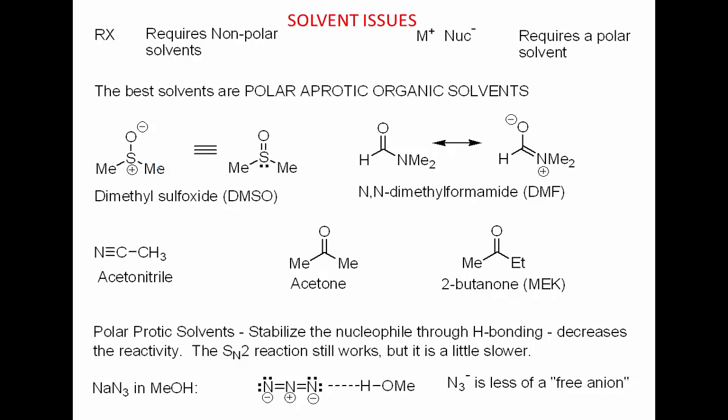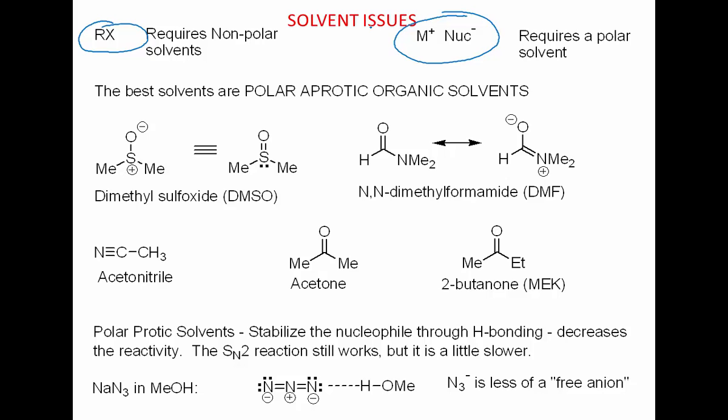Okay? All right, so let's look at solvent issues first. When you're thinking about an SN2 reaction, there's of course a dilemma. Your alkyl halide wants a nonpolar solvent. Your nucleophile, often an ionic compound, does not want a nonpolar solvent. It wants a relatively polar solvent. We have to have a solvent that can dissolve both of these. The best solvents for the SN2 reaction are referred to as polar aprotic organic solvents.